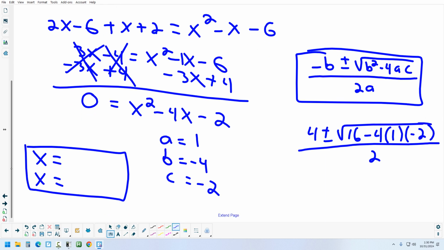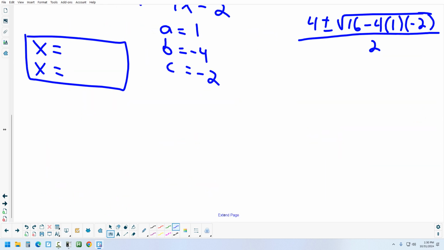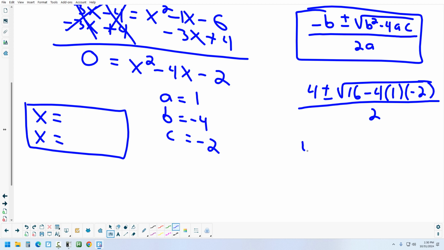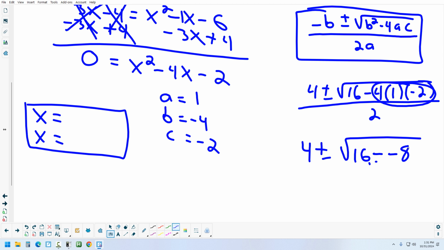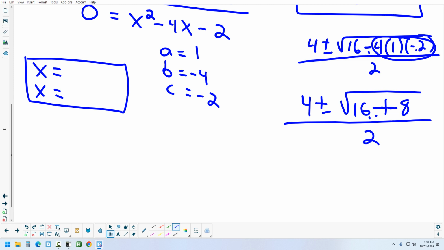So now once we simplify that, that's our answer. Okay, so 4 plus or minus, what's 4 times 1? 4. 4 times negative 2. So we have 16 minus, and when you do everything I just circled, that's negative 8. This would be plus 8. Right, so you have two minuses. When you combine them, they're going to become a plus. All right. So now, what's 16 plus 8?